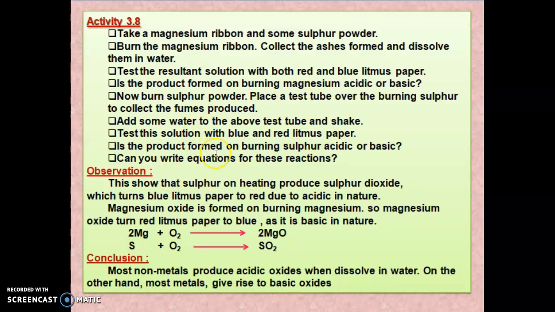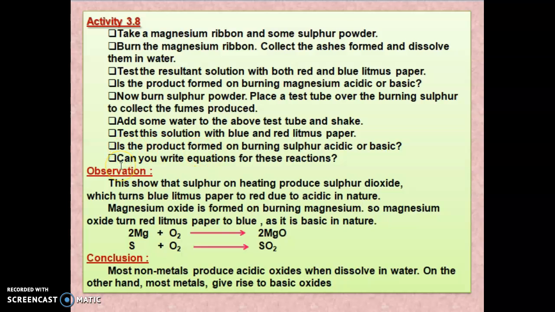So in the above activity, we are taking two substances. One is a metal, that is a magnesium ribbon, and the second one is a non-metal, that is sulfur. We are burning both, collecting the ash from the magnesium and the fumes from the sulfur, and dissolving them in water. We just have to test with both blue litmus paper and red litmus paper.